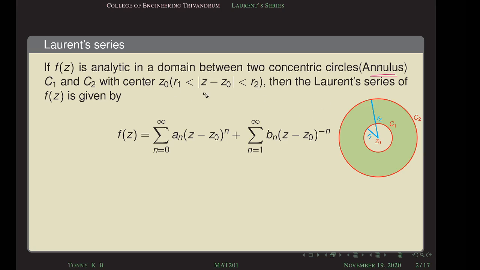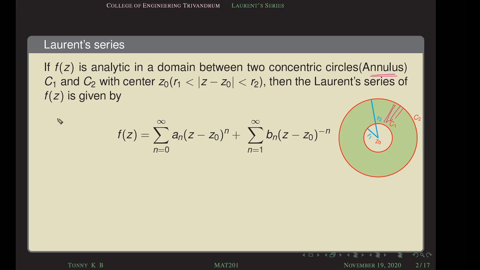R1 is less than mod z minus z0 means the points outside the smaller circle. Modulus of z minus z0 less than R2 means the points inside the bigger circle. So this is the common region.